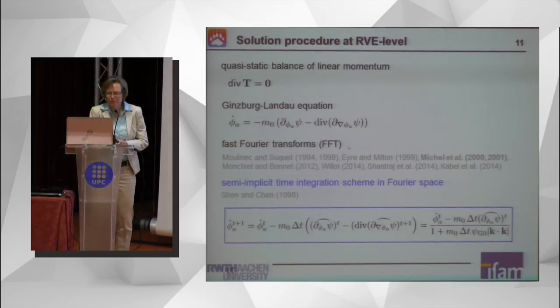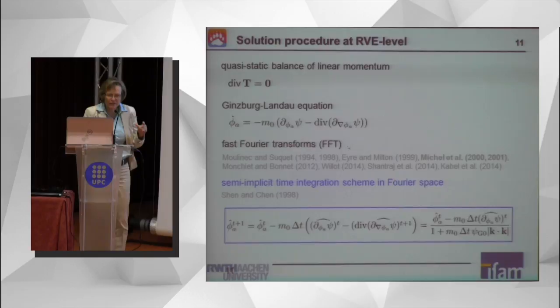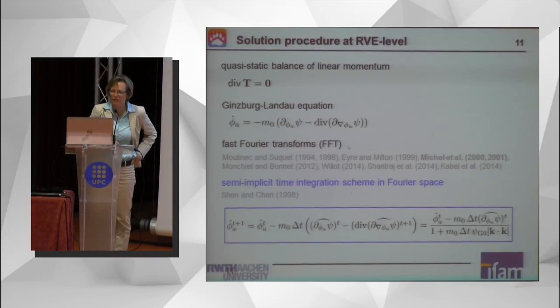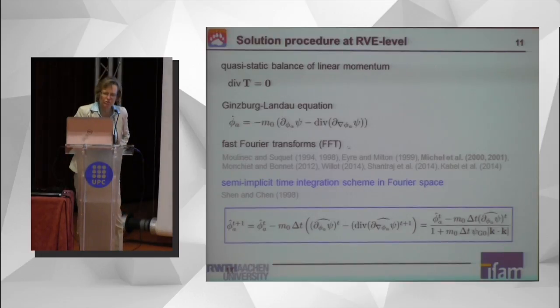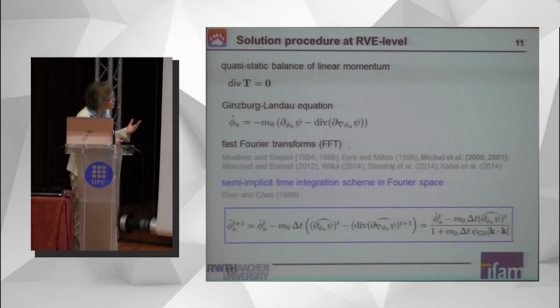So we come now to solving the balance of linear momentum at the micro level. And certainly, in addition, we have to solve the Ginzburg-Landau equation. It is important that for that we use fast Fourier transforms, which is maybe not so common. The advantages are higher numerical resolution, better convergence behavior, reduced computational effort. All that is kind of known. But what is new, maybe, is to bring it into the context of the two-scale simulation.